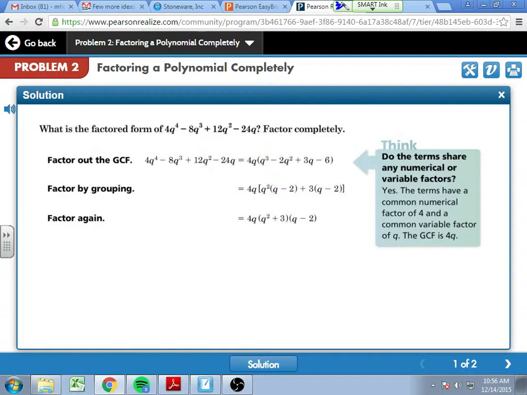Does this make sense? Does anyone have questions? You don't have to necessarily solve it exactly the same, but as long as you get to the same answer. Try the got it.